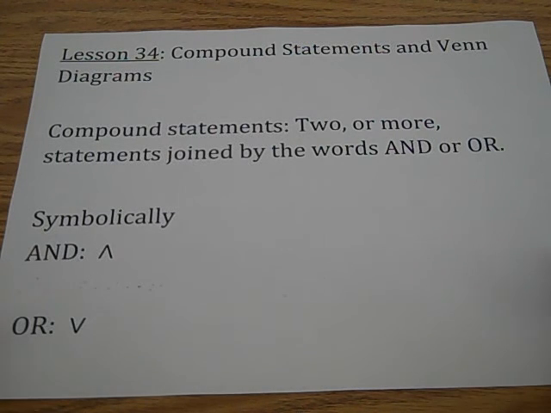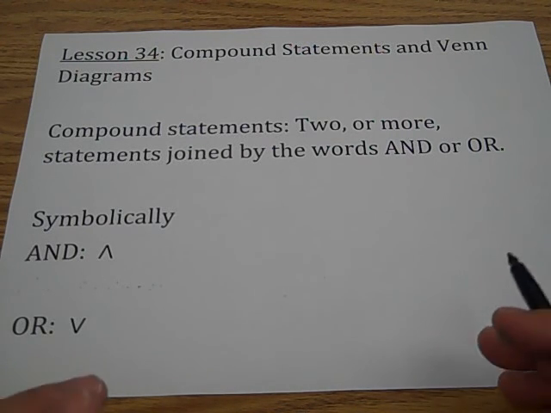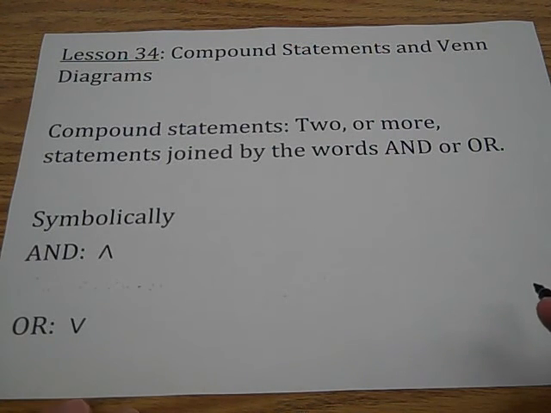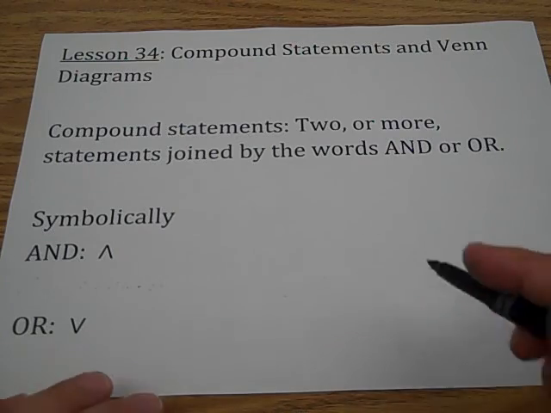We've talked about conditional statements the last two lessons. Those combine two simpler statements using if and then. Compound statements are two simple statements combined using the words and or. So we have symbols that represent and, or.